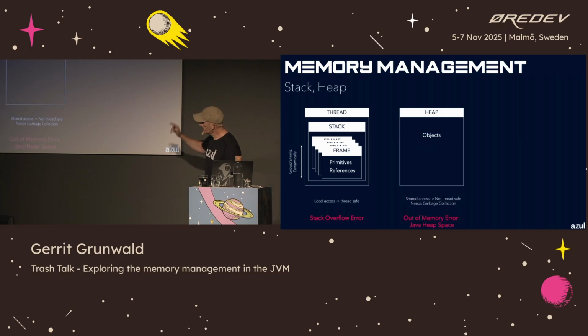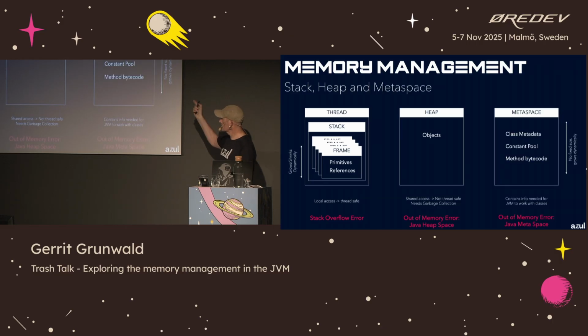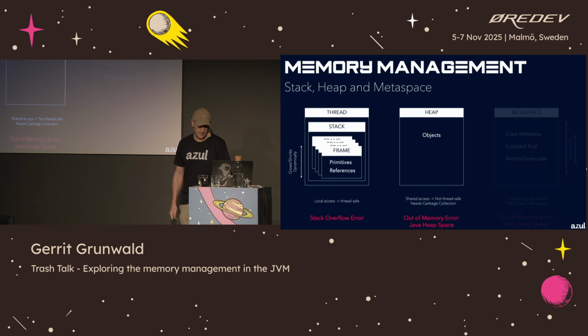And that means that we have the heap. And in the heap, we have the actual objects, right? They take up the memory. And there we have the out of memory exception, whereas we have stack overflow on the stack frames. And then there is the so-called metaspace, where we have class metadata, constant pool, code cache, and so on. But this is not really relevant for the stuff that we talk about today. So we just talk about these two things: stack frames and heap.